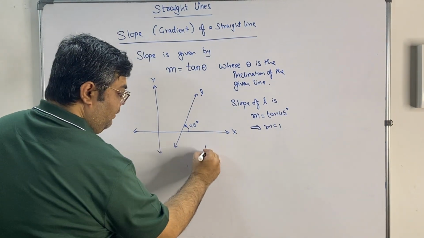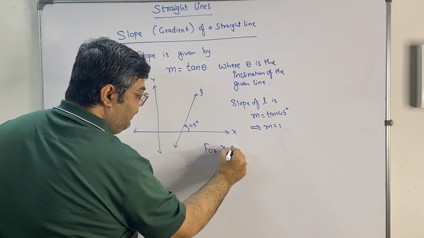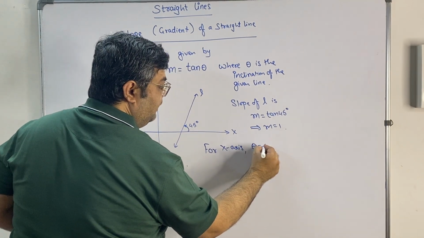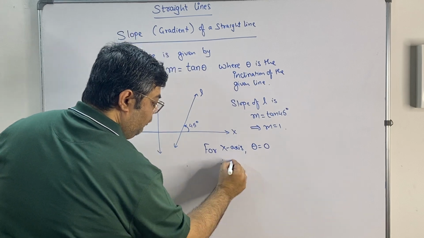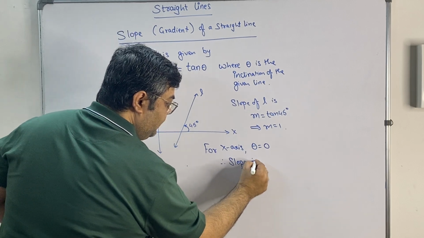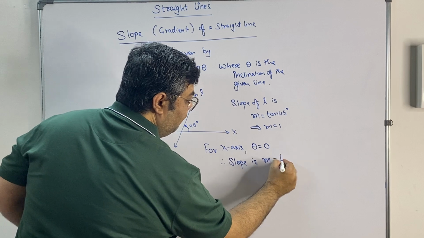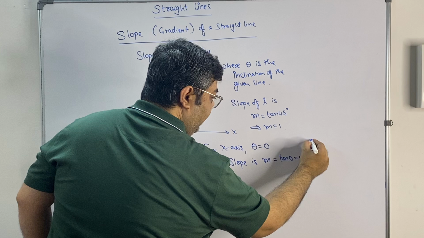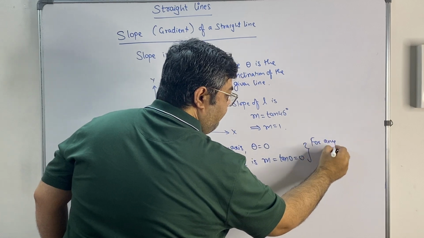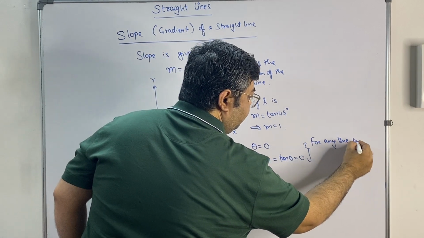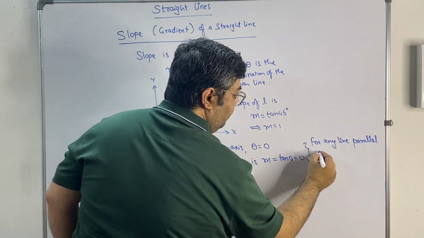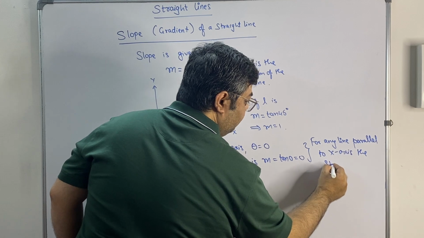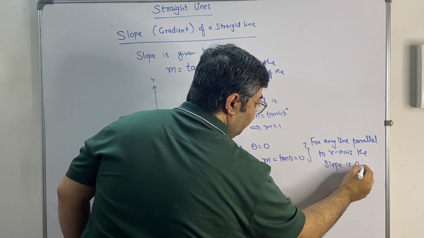Again, for the x-axis, theta, that is the inclination, is 0. Therefore, slope is m is equal to tan 0, which is 0. So, for any line parallel to the x-axis, the slope is 0.